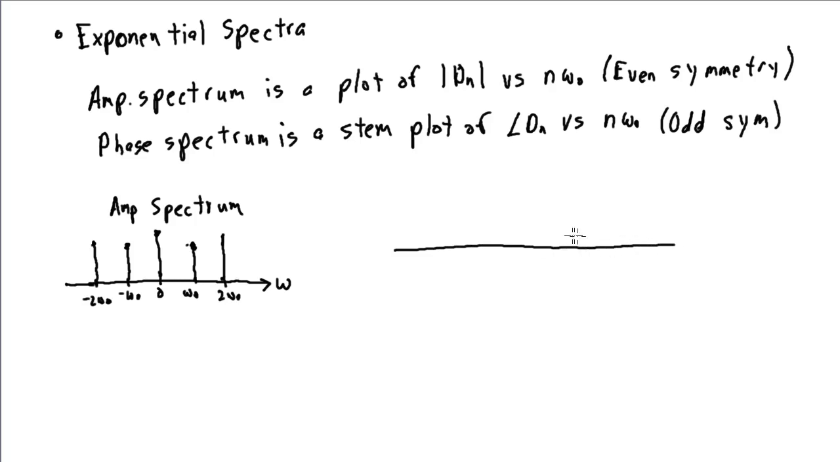Whereas in the phase spectrum, the phase of the DC component will always be 0, but then again, whatever we have at omega 0 and 2 omega 0, we'll have the negative of that at minus omega 0 and minus 2 omega 0. So an easy check to see if you've drawn these correctly, or probably drawn these correctly in either MATLAB or Octave, is to look for these symmetries.